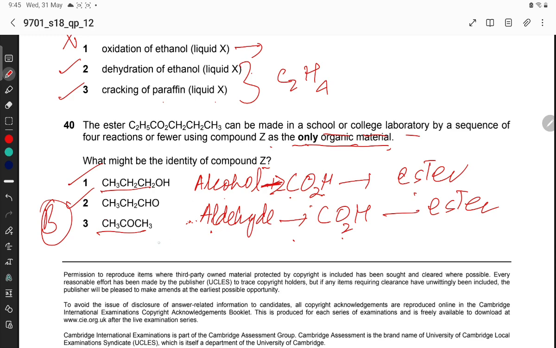Ketone cannot be further oxidized, so that's why it is incorrect.